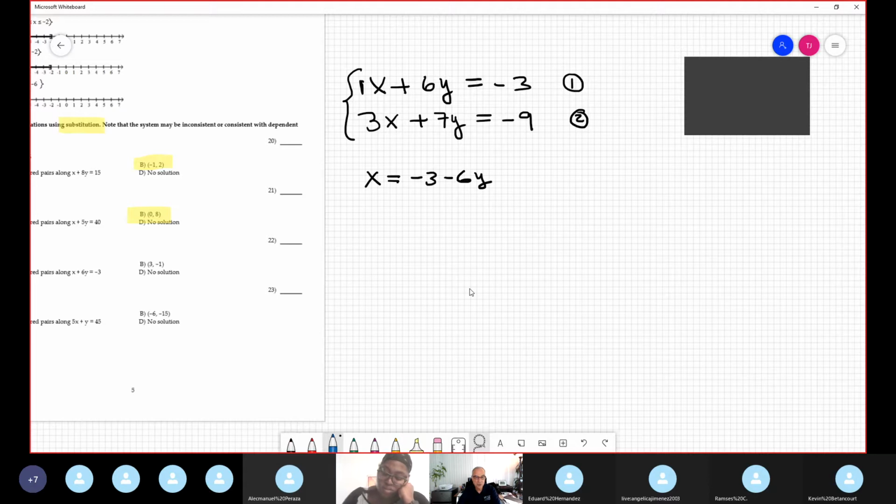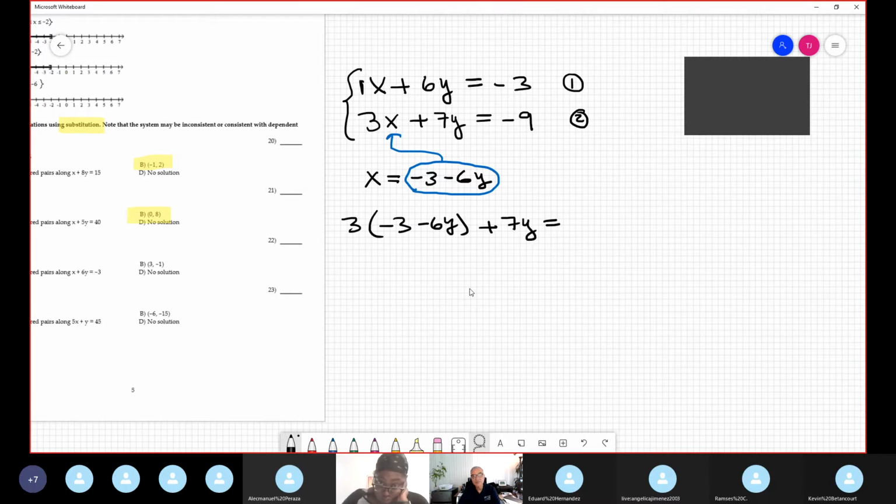Now substitute this expression here. We have now 3 times (negative 3 minus 6y) plus 7y equal negative 9. Okay, distribute. This is negative 9, negative 18y plus 7y equal negative 9. Okay, we combine later.